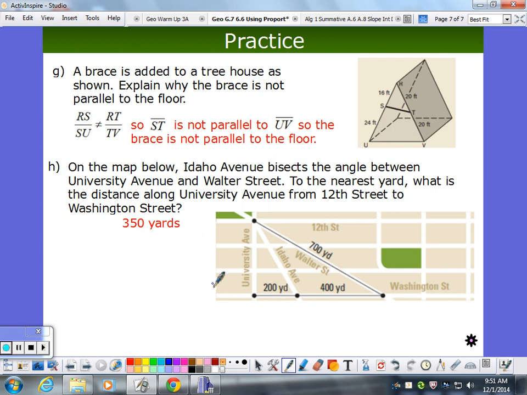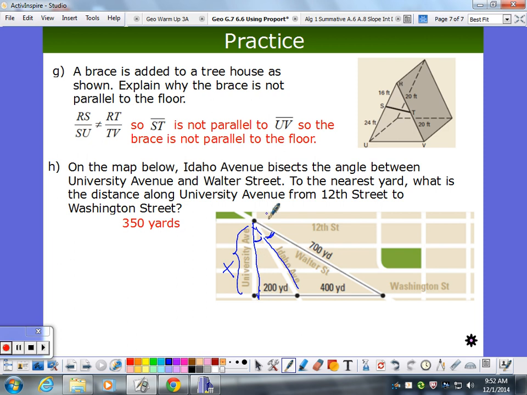And then this guy here, okay, what was going on here? Idaho Avenue bisects. That's all I needed to hear. This is an angle bisected, this piece right here. I'm kind of drawing those streets so I can see them a little bit better. So to the nearest yard, what's the distance along University Avenue from 12 to Washington? I think they want this distance, right?